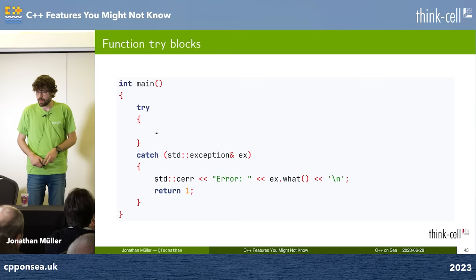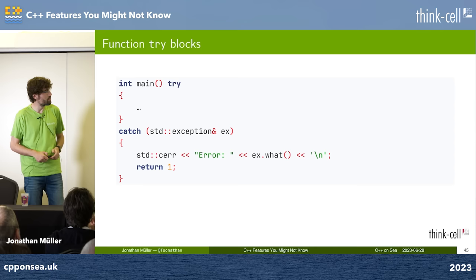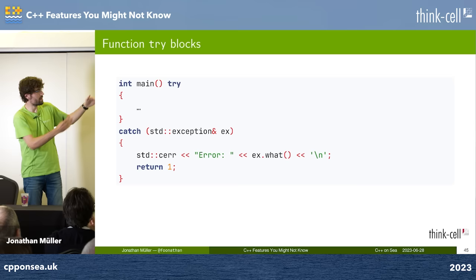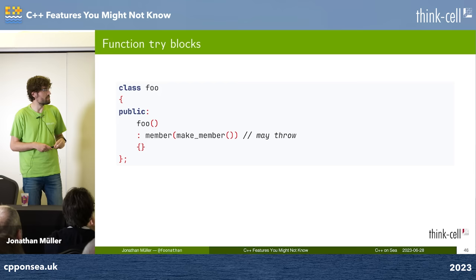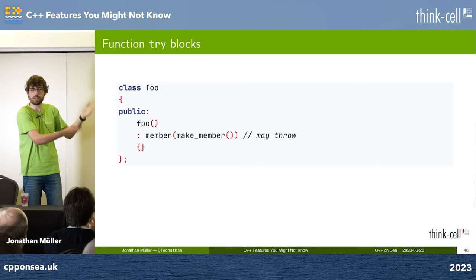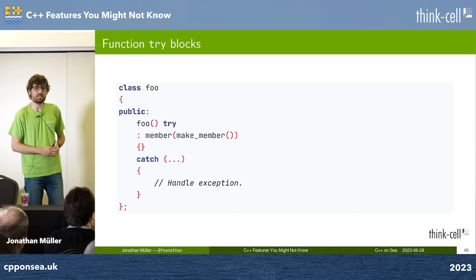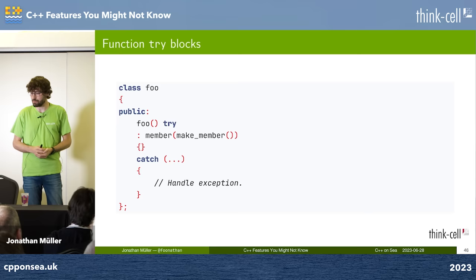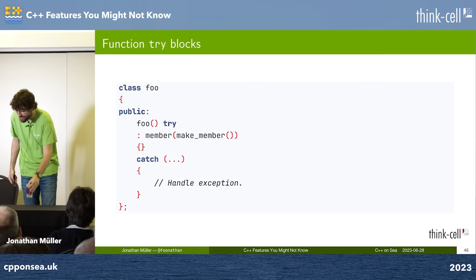Okay. You have a main function. Main function has a try catch. You can also sort of omit the braces and write it like so. That's called a function try block. So int main, and then you sort of nest the try in there. And this one was motivated by constructors. So if the member initializer list throws and you want to catch that exception, what do you do? You can't put a try catch on there. Well, you can put a function try block. So this is, I think, the first feature that has an actual use case that you can use if you want to handle an exception.